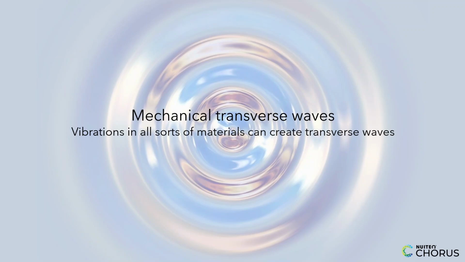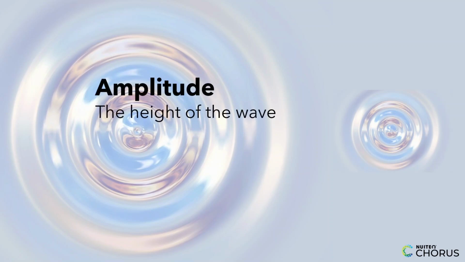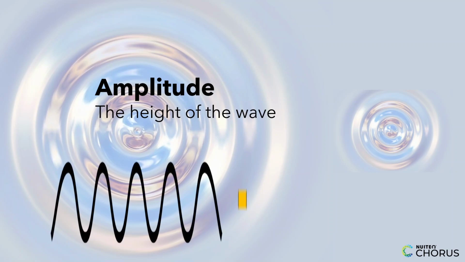There are two main parts of transverse mechanical waves: the amplitude and the frequency. What happens when a large, heavy rock is thrown into water versus a small pebble? The amplitude changes. The amplitude is the height of the wave, and it tells us how much energy the wave has. So, if you threw a big rock into the water, the ripples would be taller and have more energy than if you threw a small pebble.